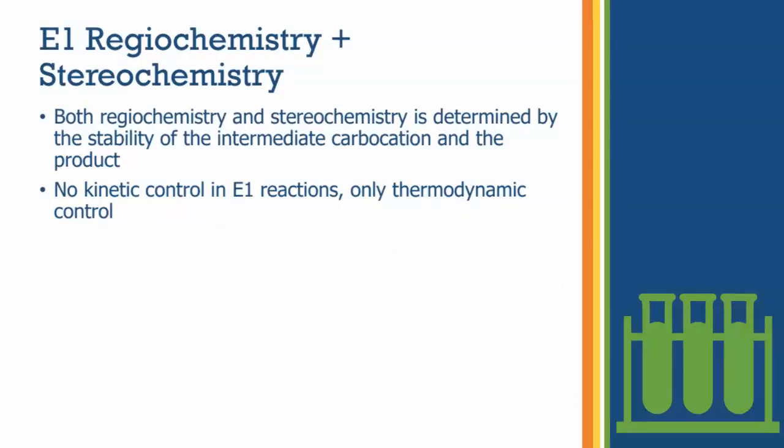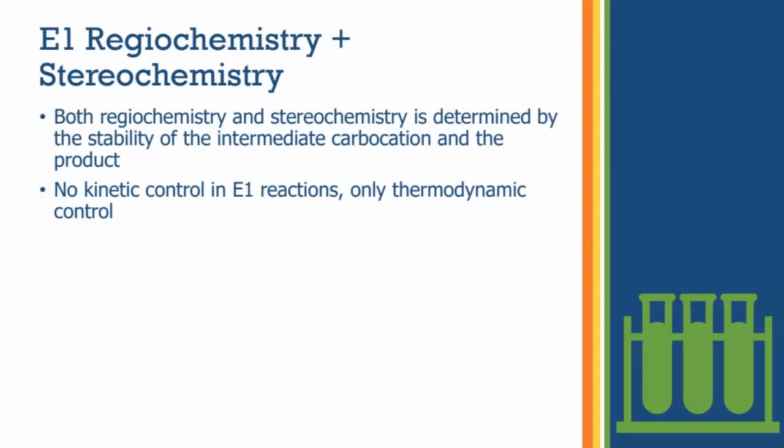So this is the important part. This is where you're going to have the most questions about regiochemistry and stereochemistry, about elimination reactions. For E1, both regiochemistry and stereochemistry are determined by the stability of the carbocation and the stability of the product. There's no kinetic control in E1 reactions. There's only thermodynamic control. Thermodynamic control, if you remember, is just that the course of the reaction is determined by stability. Kinetic control means that the course of the reaction is controlled by the speed.